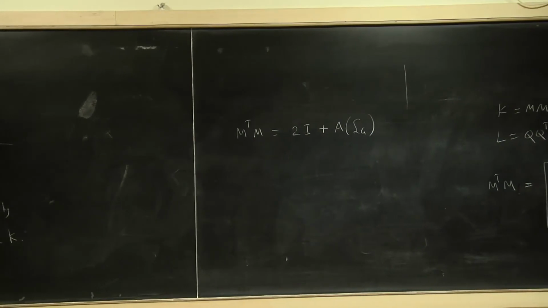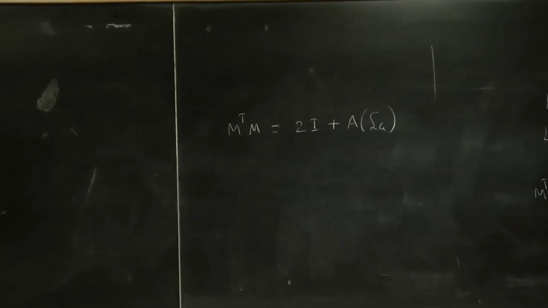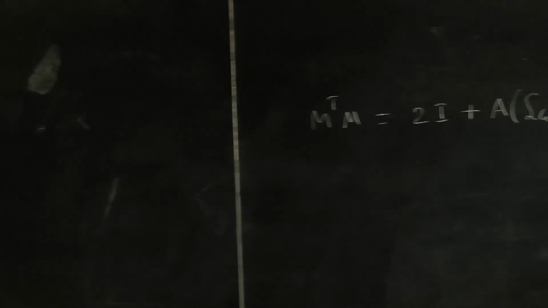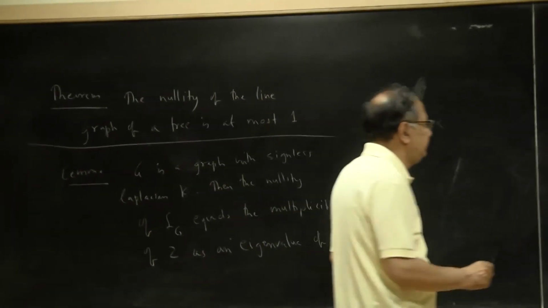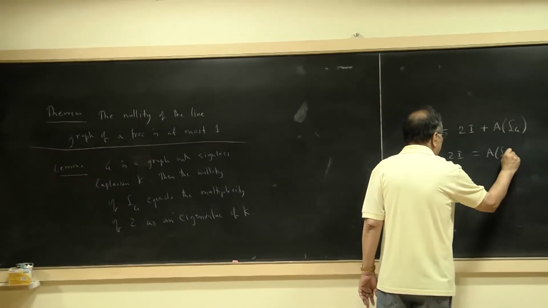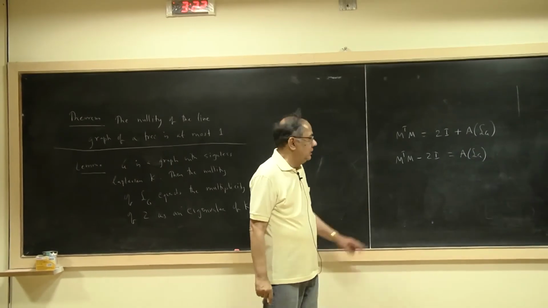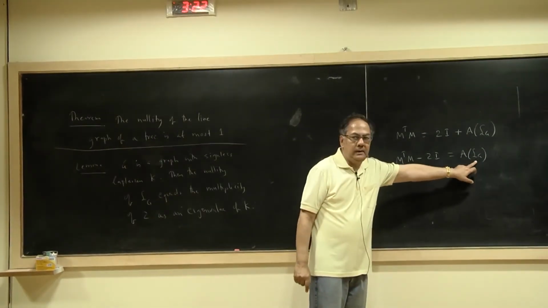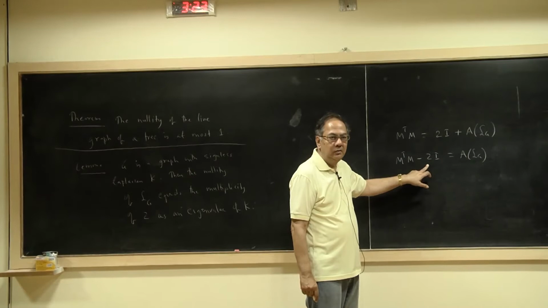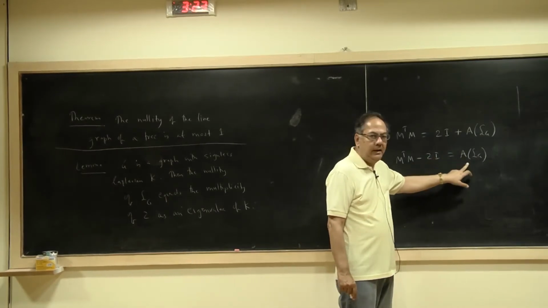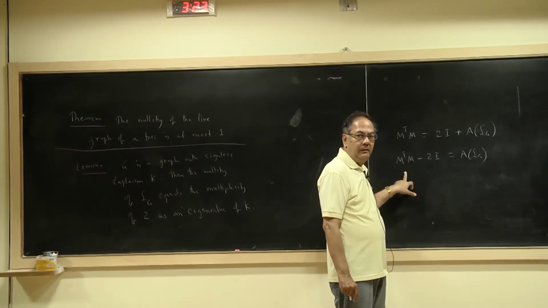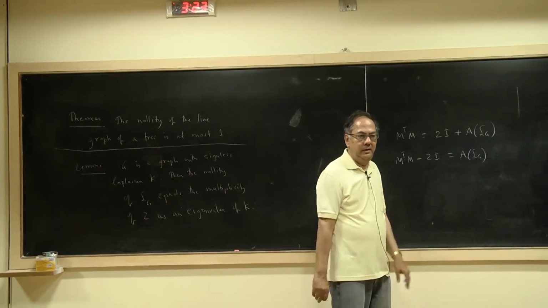So this is how the signless Laplacian and the M transpose M is coming in the picture. And now this statement is clear. Because eigenvalues of M transpose M minus 2I is the adjacency matrix. So the eigenvalues of A, the adjacency matrix of the line graph, are nothing but the eigenvalues of M transpose M subtract 2. So that means the multiplicity of 0 as an eigenvalue of this is the multiplicity of 2 as an eigenvalue of this. So that is the statement, nothing more than that.